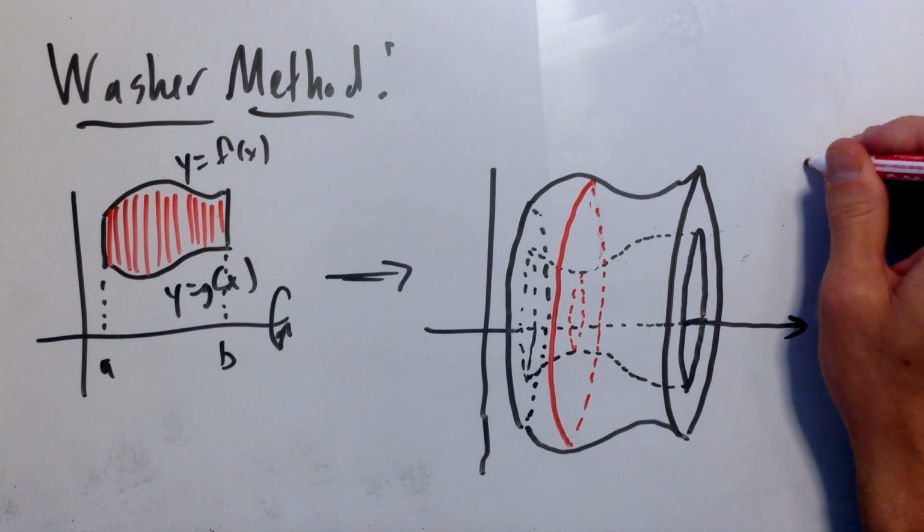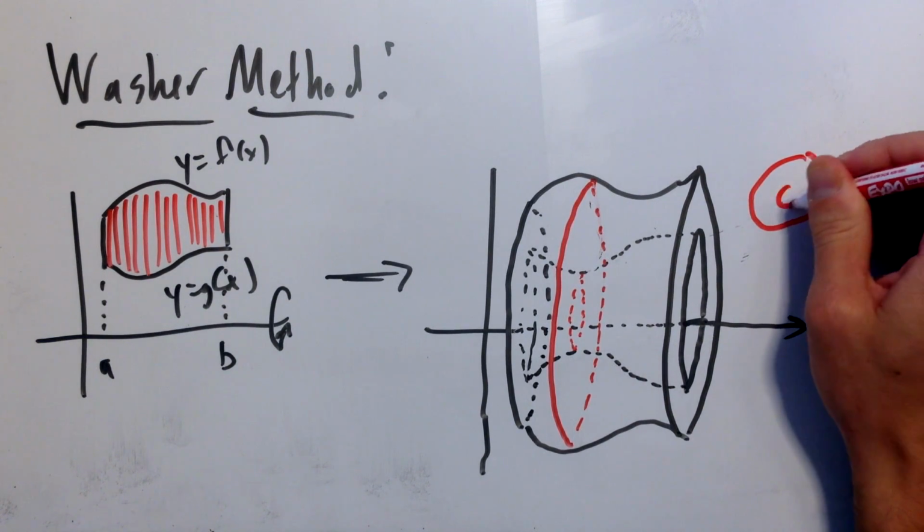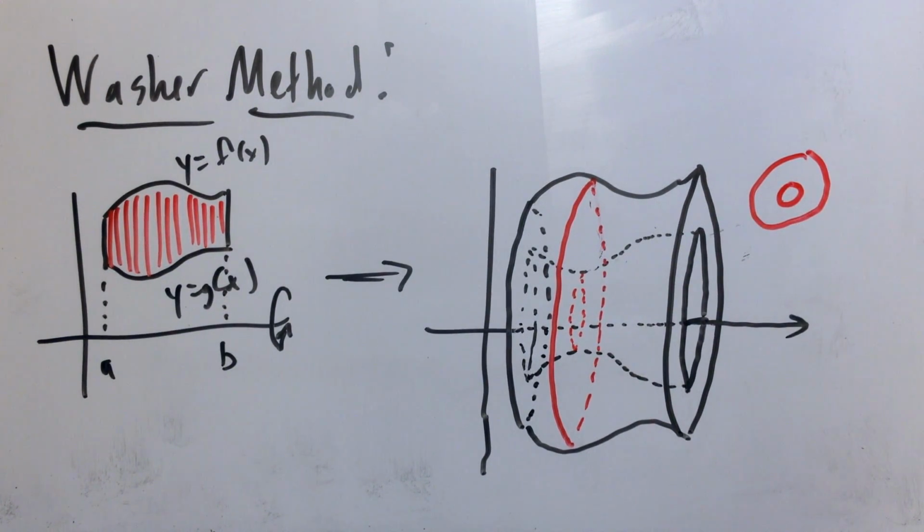They look like washers, like that. So this is often called the washer method. It's not really a lot different from the disk method. It's just that our cross sections are now circles with circular holes in them. So how do we go about finding the volume here?